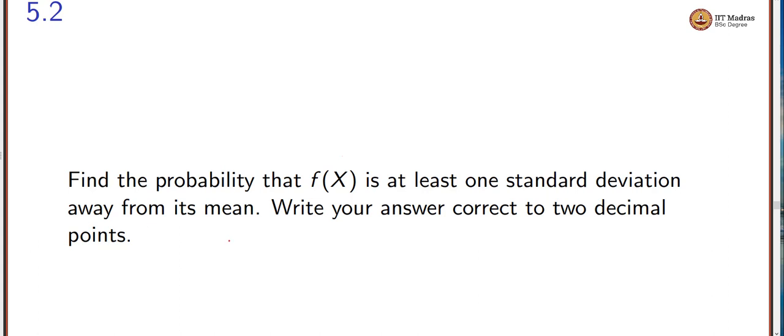Hello students, we are going to see the second sub question of question number 5 in week 3 tutorial. The question is: find the probability that f of x is at least one standard deviation away from its mean. f of x from the previous question we know is x square. So we have to find the probability that x square is at least one standard deviation away from its mean. We'll see the solution for this question.